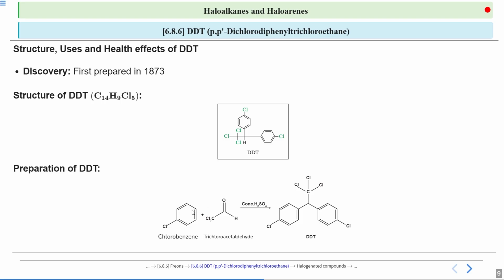So 2 molecules of chlorobenzene will attach on this carbon over which the double bond O is present, and after charge balance you will get this DDT as your major product. You can see this carbon in the trichloroacetaldehyde having 3 chlorine, and this is present like this in the DDT. So this is the reaction happening in the presence of concentrated sulfuric acid, and this gives us the formation of DDT, dichlorodiphenyltrichloroethane, a polyhalogen compound.